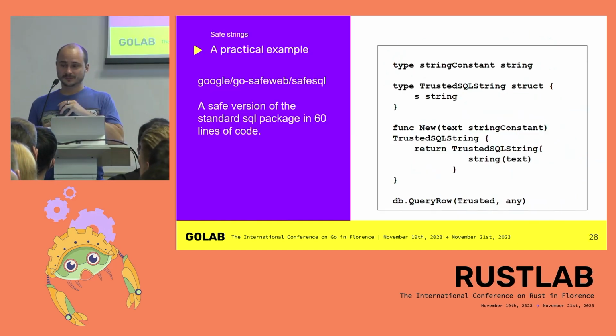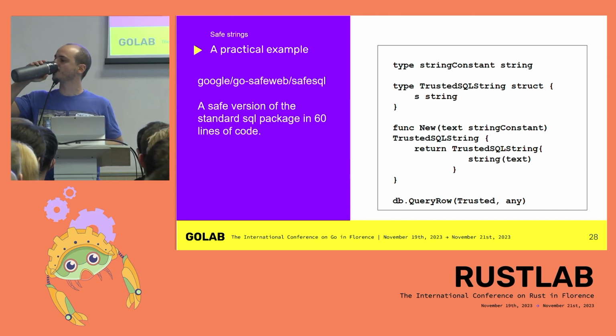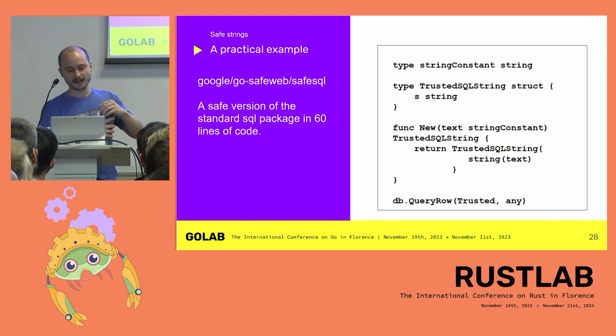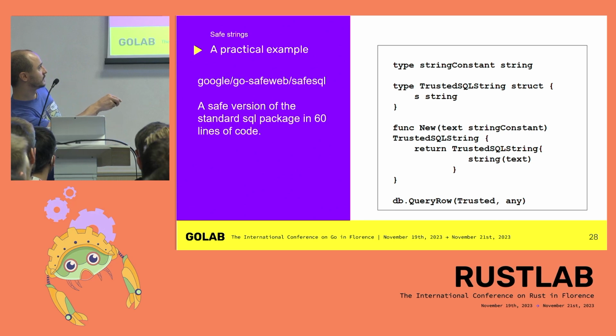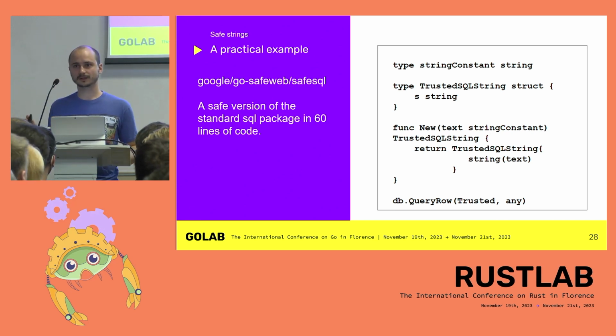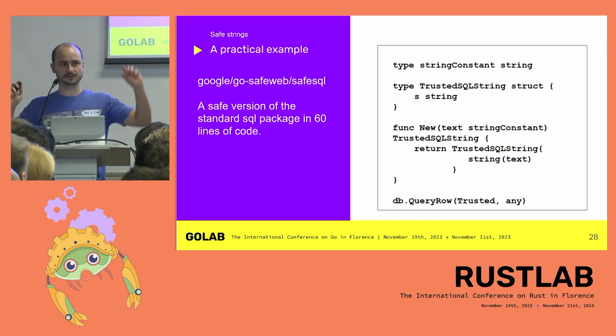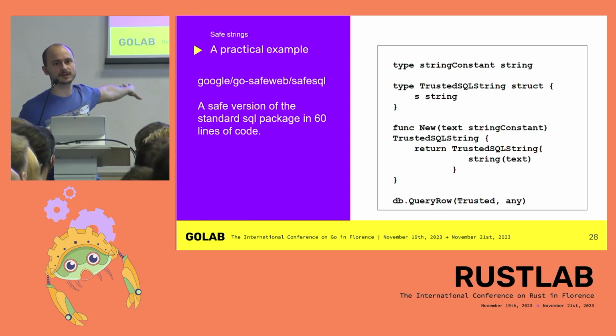This is an example of some code that I wrote in the Go Safe Web project. I basically wrapped the standard library SQL package of Go with 60 lines of code that guaranteed that you can only possibly call any query with a string constant as the first argument and anything as the other arguments. So this guarantees that only the first query that I showed you about SQL can be written. There is no other way around this. If you pass a string as the first argument, this doesn't compile. And it took me 60 lines of code.